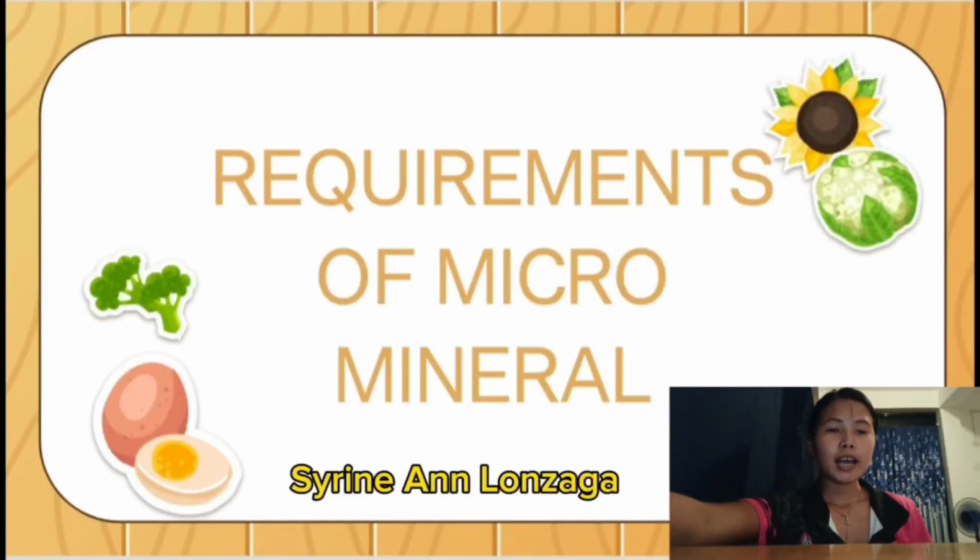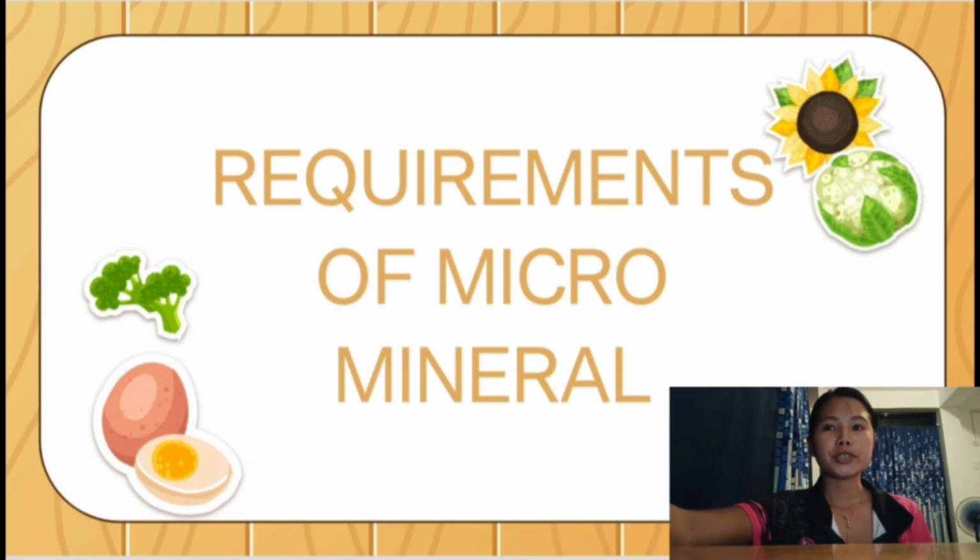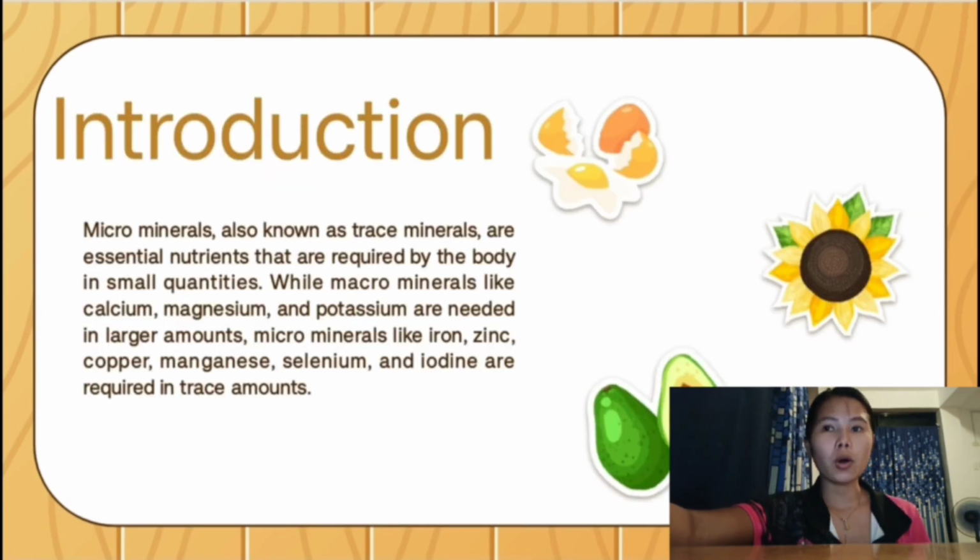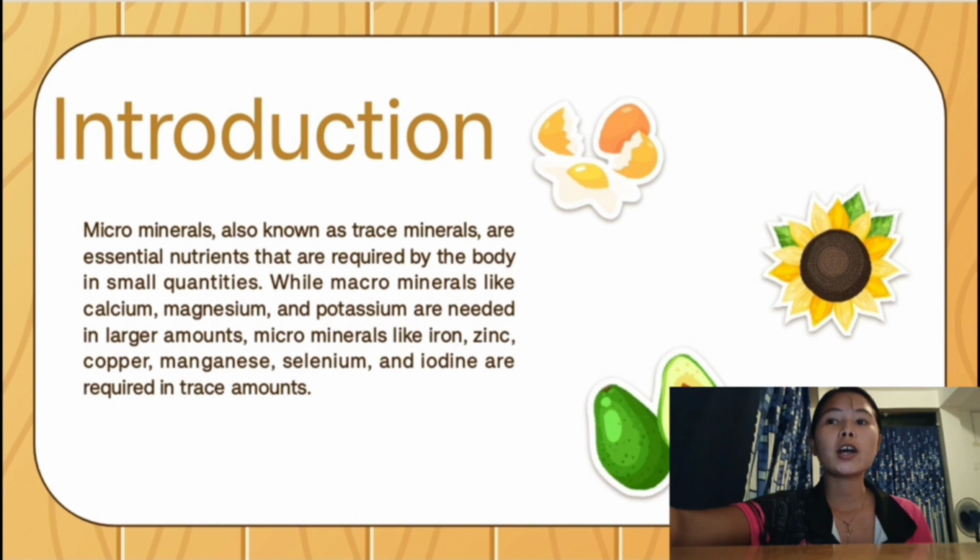Good day everyone, I am Cyrene Alonzaga and my assigned topic is all about the requirements of microminerals. Microminerals, also known as trace minerals, are essential nutrients that are required by the body in small quantities, while macrominerals like calcium, magnesium, and potassium are needed in larger amounts. Microminerals like iron, zinc, copper, manganese, selenium, and iodine are required in trace amounts.